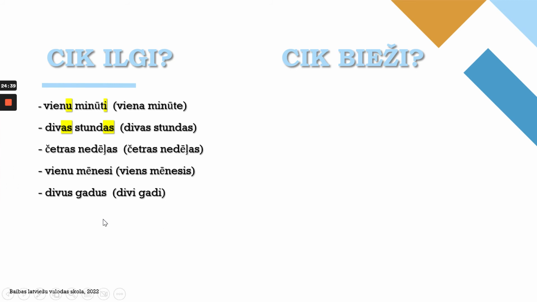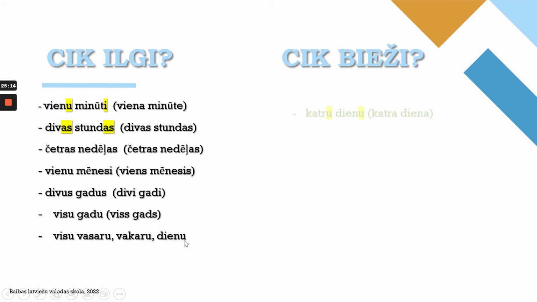And it all changes to accusative endings. As you can see, that numeral changes too. Yeah, mēnesi in accusative, mēnesis, so S changes to I, and viens changes to vienu, S becomes U. Divus, accusative plural form. And gadus, visu gadu, the whole year, all year. At the same time, you could say visu vasaru, all summer, visu vakaru, all evening, visu dienu, all day.